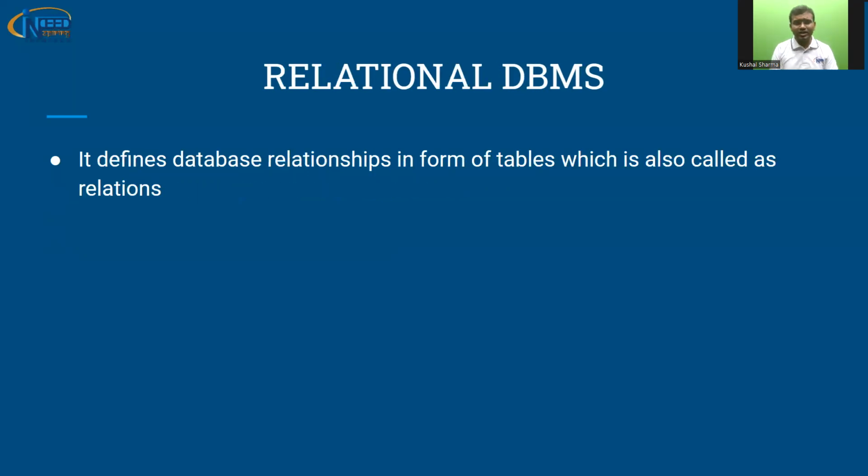Next is the relational database management system. This is what is called a tabular format, what we have been discussing as rows and columns. So relational is basically a tabular database management system. It defines the relationships in the form of columns and rows inside a table, and this relationship is also called relations, the relations between the rows and columns. Examples are MySQL, Oracle, and IBM DB2. This is something we are actually going to explore.